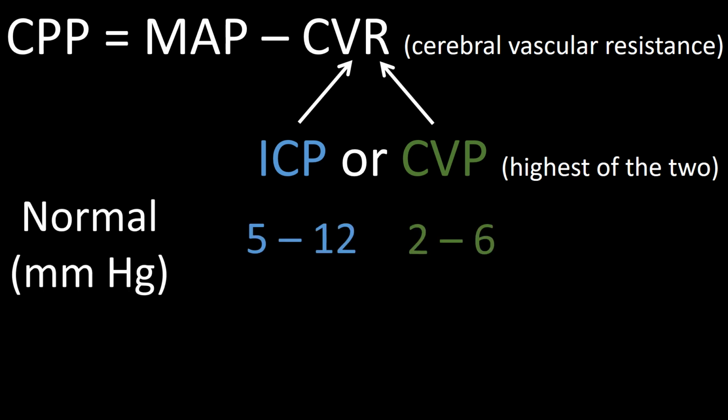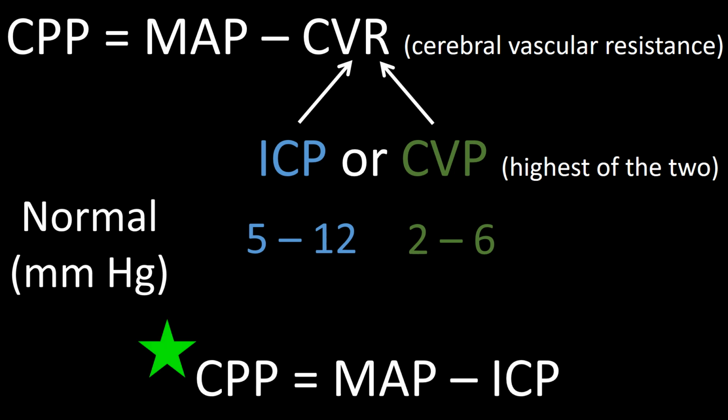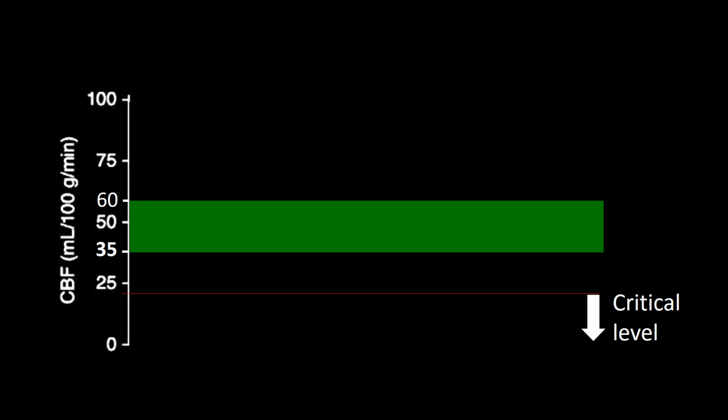In most situations, intracranial pressure is higher than cerebral venous pressure. So we can say that in most instances, cerebral perfusion pressure can be calculated by subtracting from the mean arterial pressure the intracranial pressure. I hope you are familiar with this chart by now. It is the same graph we have just used to answer the last question.